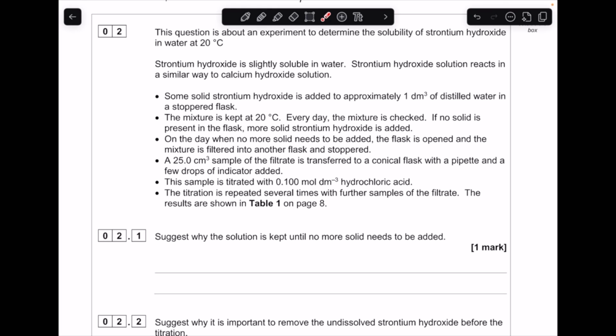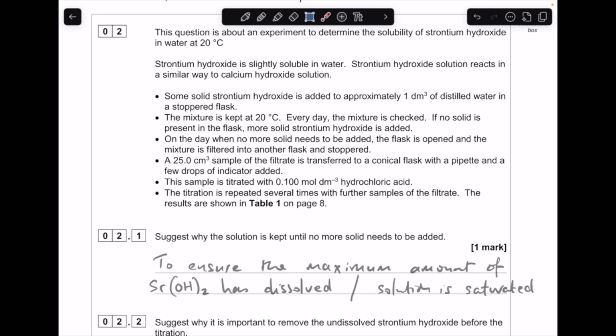So the first question suggests why the solution is kept until no more solid needs to be added. Well, if you think about the whole purpose of the experiment, we want to find the maximum amount of strontium hydroxide that's been dissolved into the water. So we want to make sure that the solution is saturated, or the maximum amount of solid has actually been dissolved.